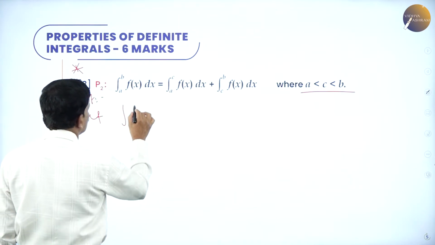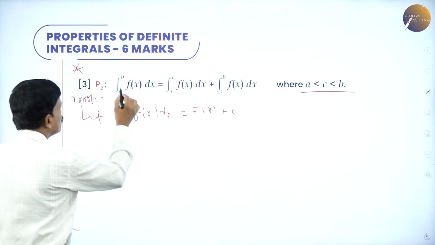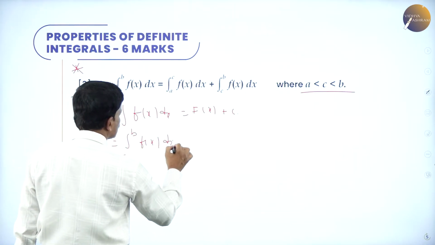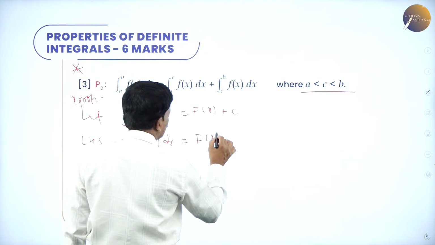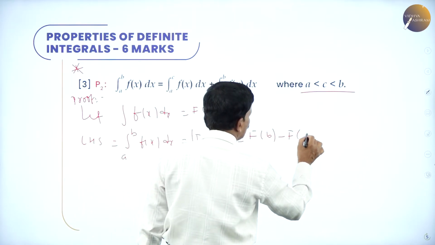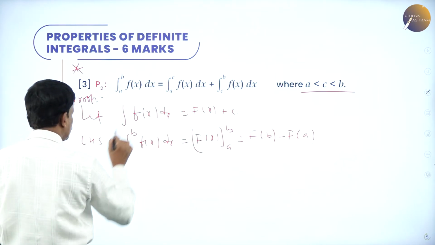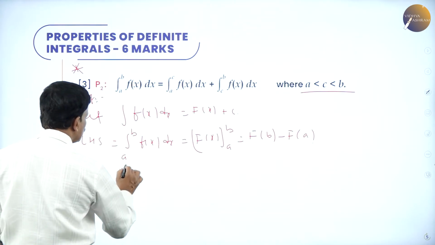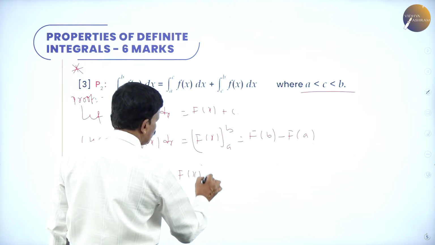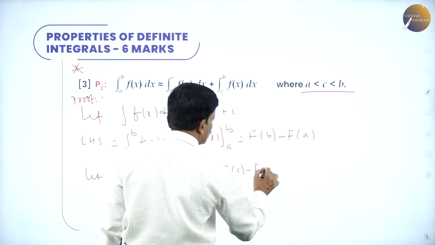Let integral of f of x dx be equal to capital F of x plus c. Now, let us come to the LHS. LHS: integral a to b f of x dx can be written as F of x between the limits a to b. This can be written as F of b minus F of a. Now, on the other hand, what is the right hand side? Let integral a to c f of x dx be equal to capital F of x between the limits a to c. Now, applying the limits, the upper limit, this can be written as F of c minus F of a.